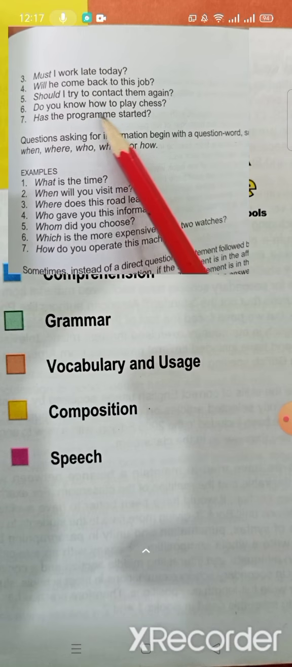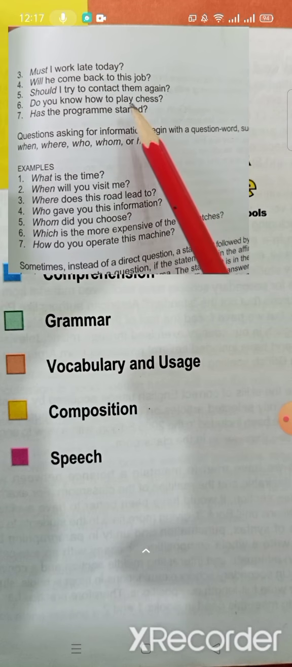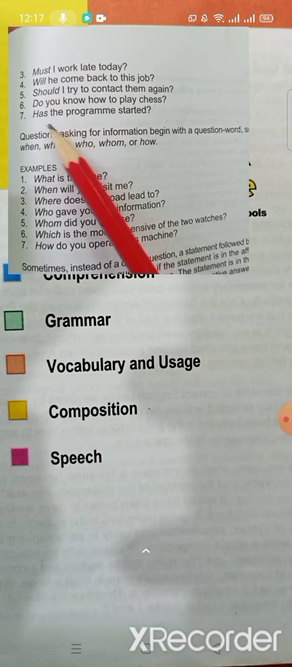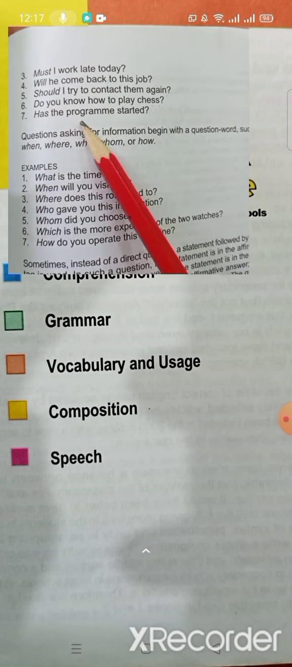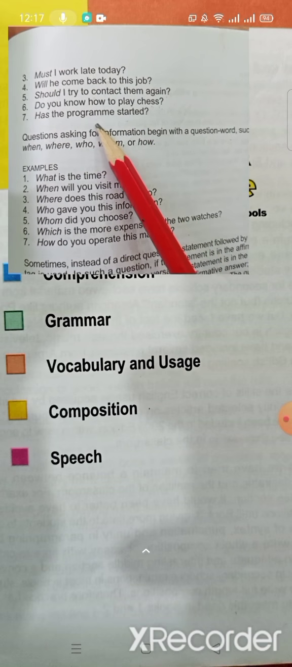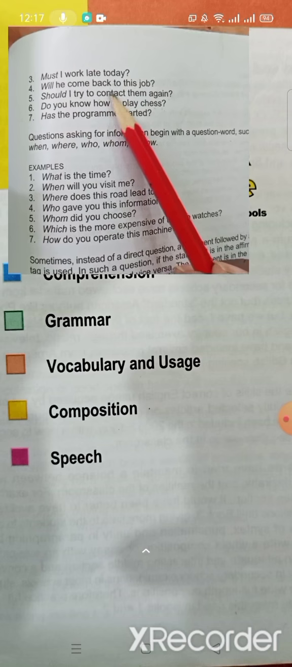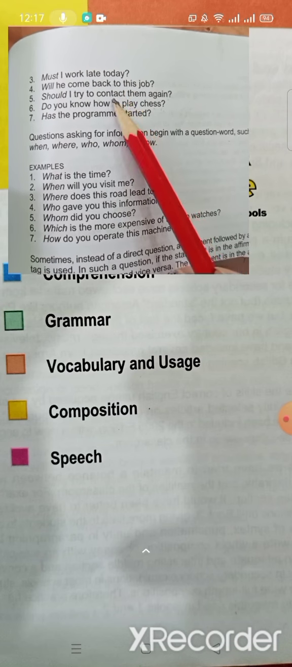Similarly, do you know how to play chess? You will answer yes I do or no I don't. Number 7: has the program started? You will answer yes it has or no it has not. So these are the yes or no questions. You will answer in yes or no.